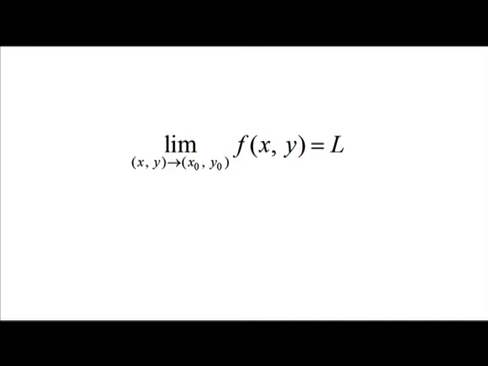Limit laws or algebra of limit of functions. We now list some algebraic properties of limit of functions of two variables. They are basic laws of limit of functions. They are very similar to, and a natural generalization of, those in the case of functions of one variable. If the limit as (x,y) approaches (x0,y0) of f(x,y) is equal to L and the limit as (x,y) approaches (x0,y0) of g(x,y) is equal to m, where L and m are real numbers, then the following results hold.